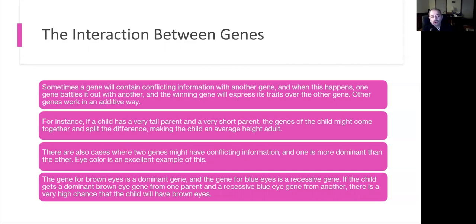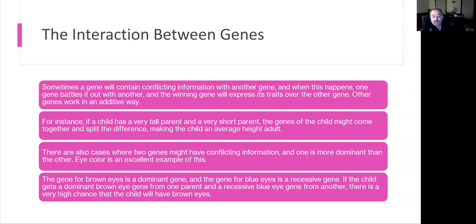The example would be, if a child has one parent very tall and the other parent very short, the genes of the child might come together and split the difference, making the child an average height adult, because there's conflicting information in the genes, a tall parent and a short parent. There are also cases where two genes might have conflicting information, and one is more dominant than the other. For example, in the case of eye color.